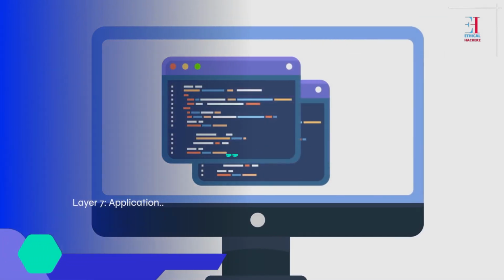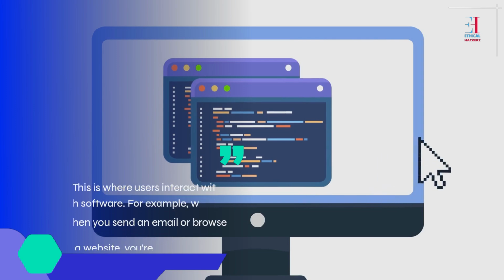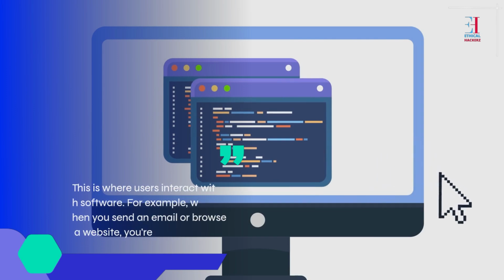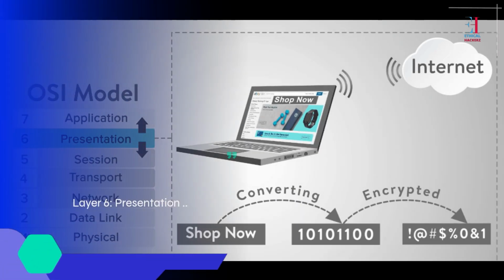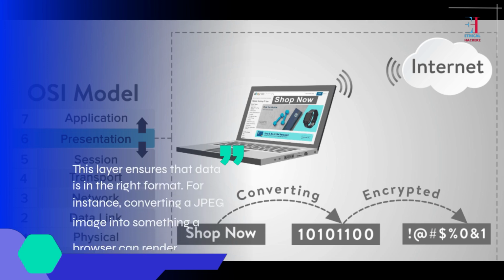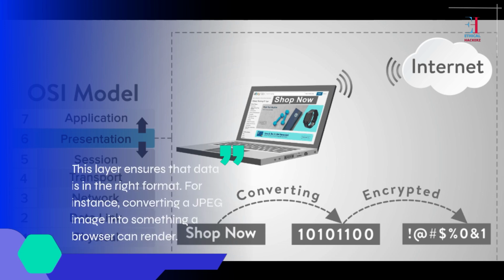Layer 7. Application. This is where users interact with software. For example, when you send an email or browse a website, you're working at the application layer. Layer 6. Presentation. This layer ensures that data is in the right format. For instance, converting a JPEG image into something a browser can render.